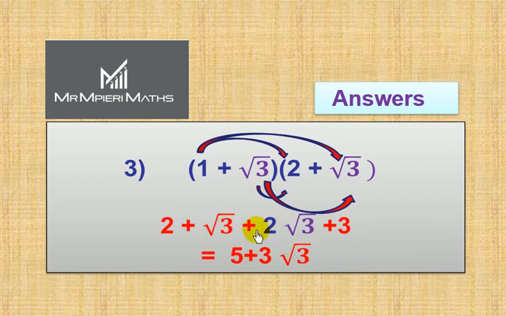Root 3 plus 2 root 3 gives you 3 root 3, because that is 1 root 3 and that is 2 root 3. So that becomes 3 root 3. Did you manage to get that right? Good.